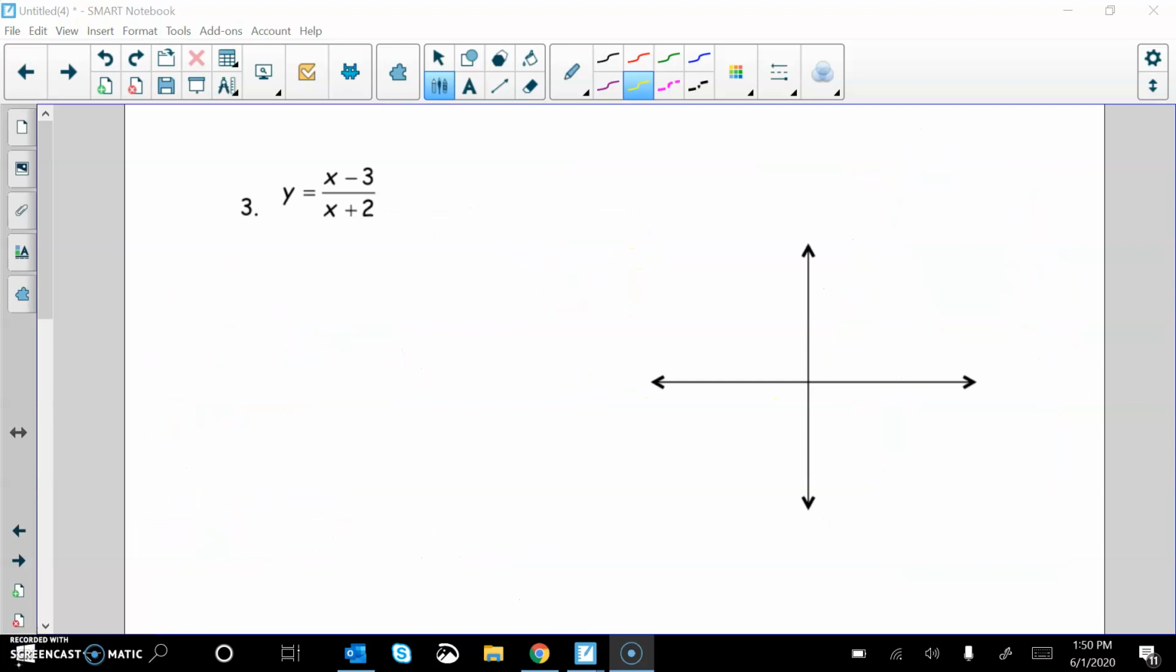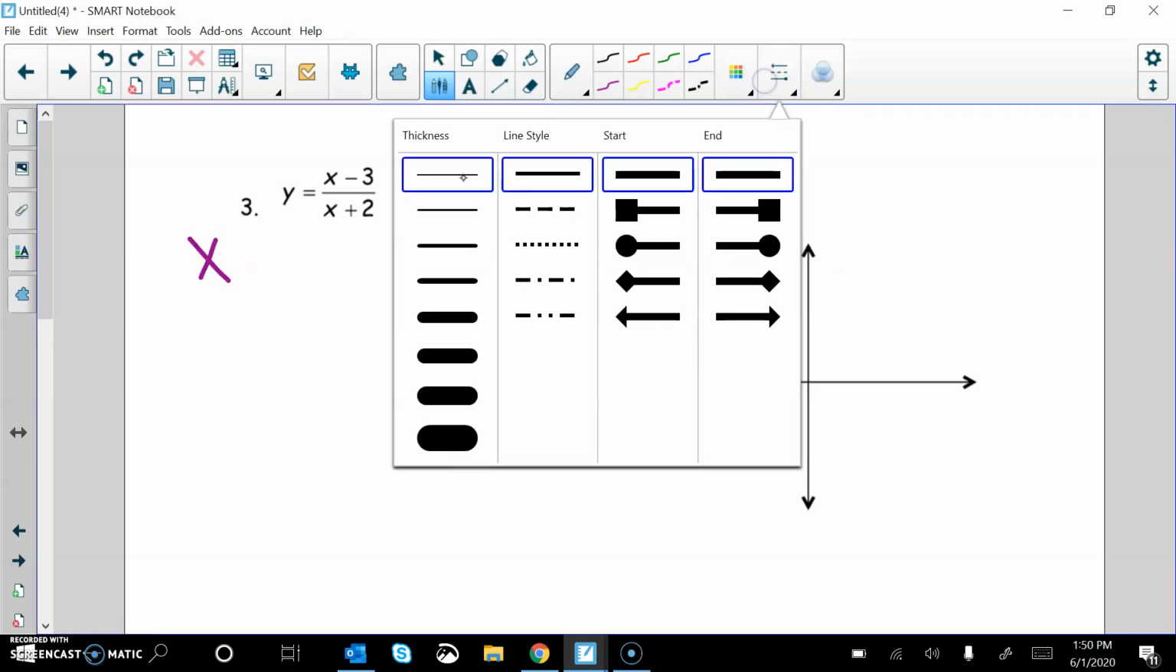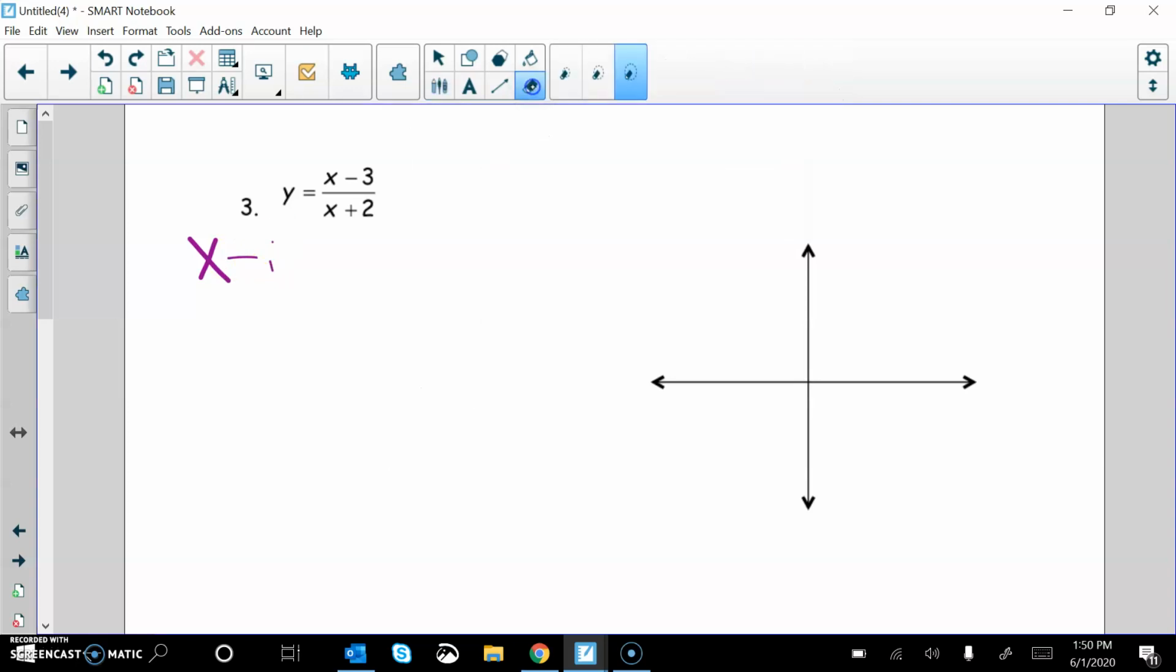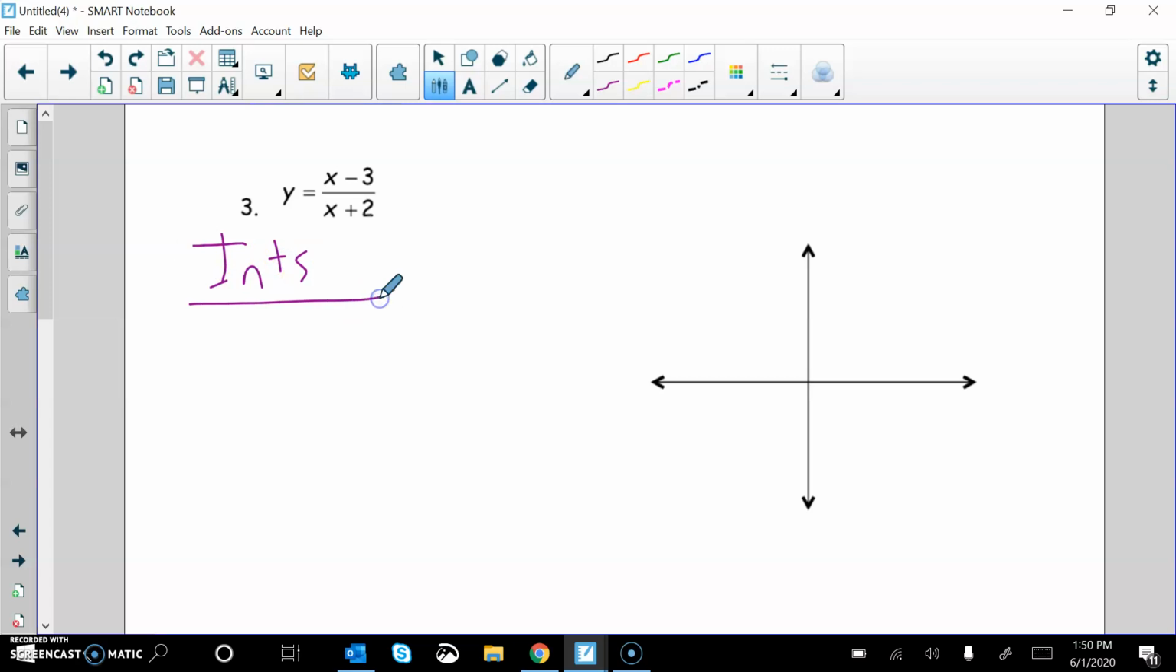All right, number 3. Same process, intercepts. Let's do the y-intercept first. Let's plug in 0. So 0, 0, you're left with negative 3 halves. So there's my y-intercept, negative 3 halves. Negative 1, negative 2, so somewhere right there.